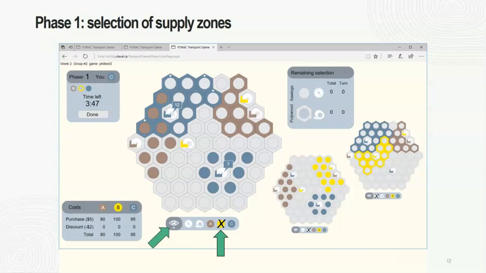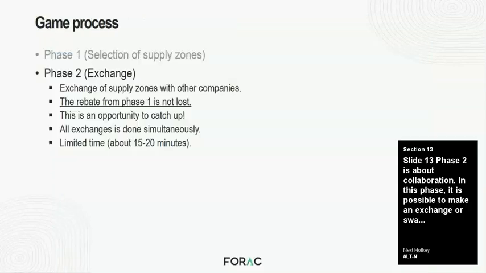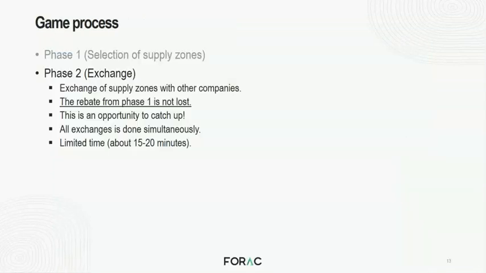In the other 2 maps, there is one map each for the sawlogs and pulp logs. This can be useful to better visualize the area selected and available for each of the assortments. Phase 2 is about collaboration.